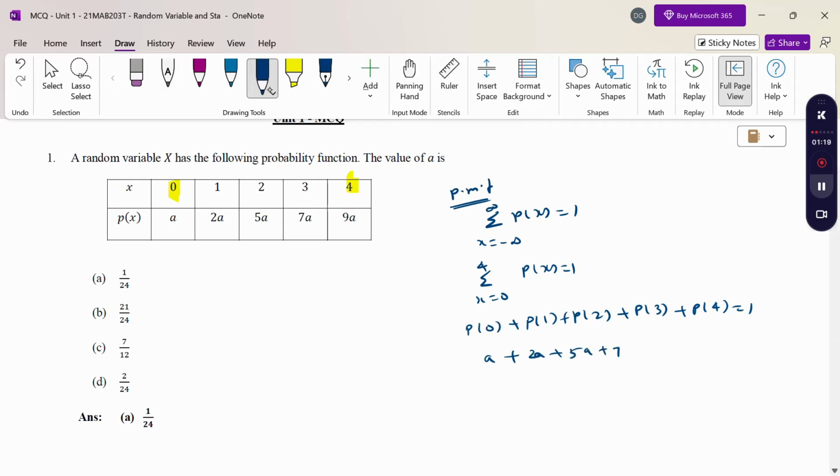5a, 7a, 9a equal to 1. Now the total value 3, 8, 15, so 24a equal to 1, a equal to 1 by 24. So the option is 1 by 24, option A.